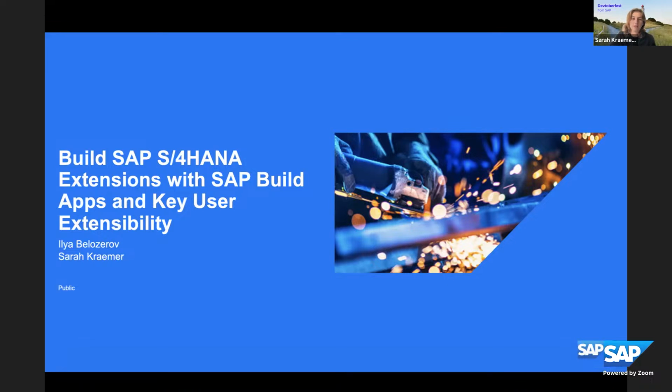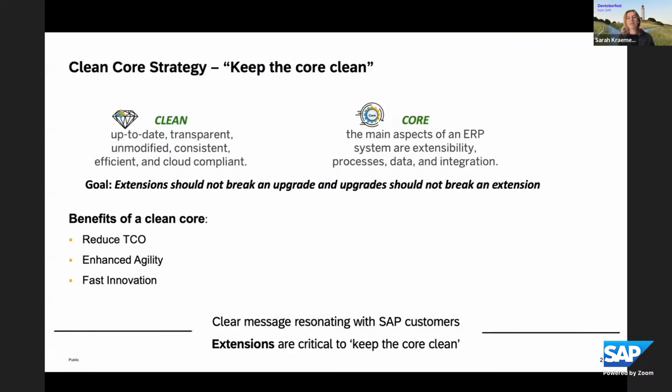Before we start, let's first answer the question: why do we need extensions? We need extensions to keep the core clean. I often heard the term that we should keep the core clean to ensure that the business is future-proof. But what does it mean? If we look word by word, clean means up-to-date, transparent, unmodified, consistent, and cloud compliant. And we have, of course, core. Basically, our goal is that the extensions we are building should not break the upgrade, and the upgrades we are doing should not break the extension.